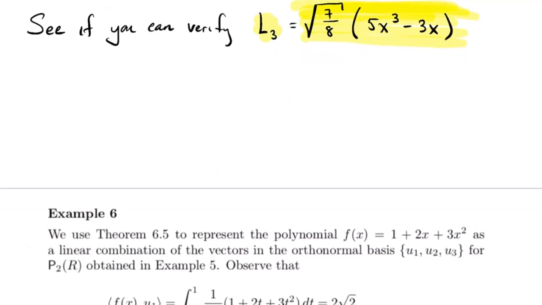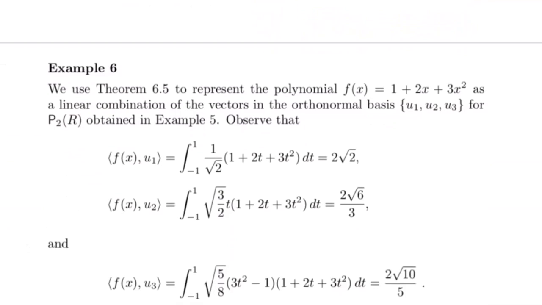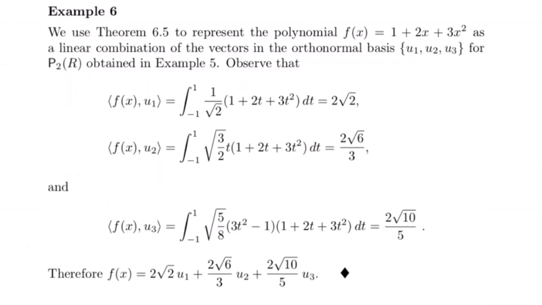Nice. Okay, continuing along here. If we took the work we did above, I'm going to take a polynomial in P2, this one: 1 plus 2x plus 3x squared. And maybe I want to write it as a linear combination of that orthonormal basis we just found. These are the same U1, U2, and U3 that we derived above. All right, so how do we do that?